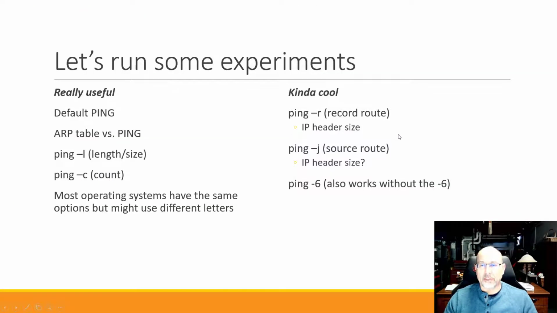Some of the other options that are kind of cool are ping -r, ping -j, and ping -6. Now this also works. This is IP version 6. You don't actually need the -6. The minute you ping an IP version 6 address, it goes ahead and does it. But ping -r and ping -j are interesting for a completely different reason. We are used to seeing an IP header of 20 bytes. These two change that because they're adding options in the IP header, and it's one of the few times that you'll see the IP header expand.